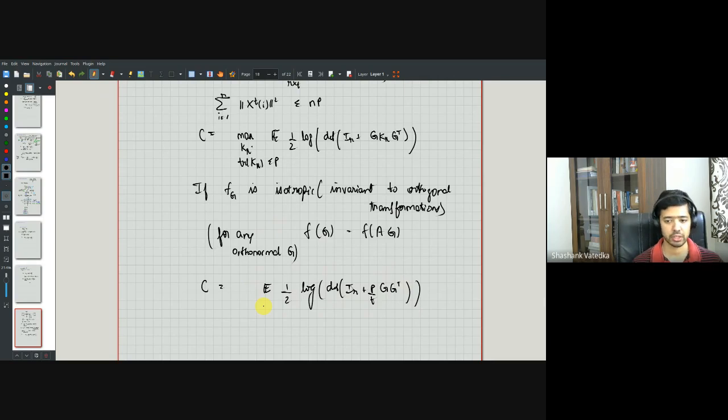All right, but if you have it only at the receiver, then you use the outage approach. So you fix a particular rate. If the realization of G is such that half log determinant of I plus P over T G G transpose is less than the rate at which you're transmitting, then you can't do anything. You will be in outage, but otherwise you will be able to decode reliably. Okay. Any questions so far?